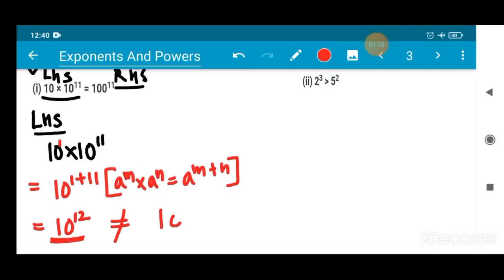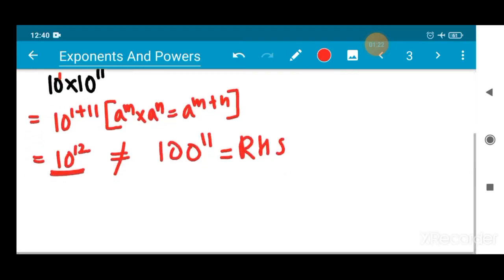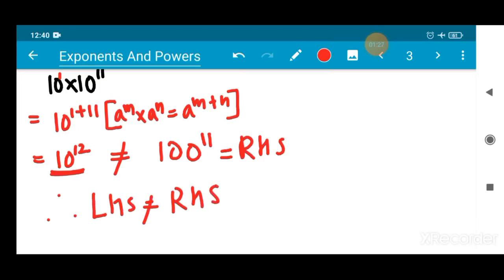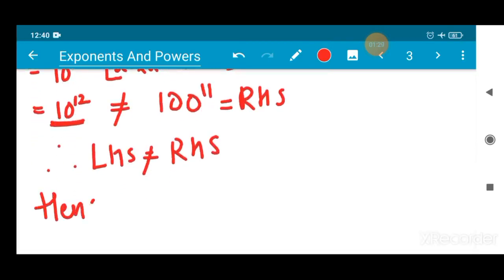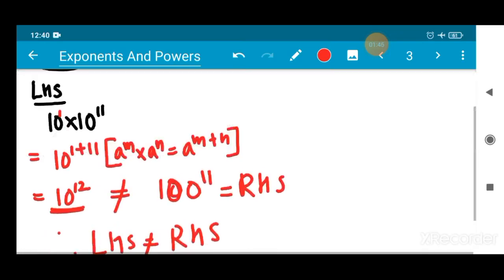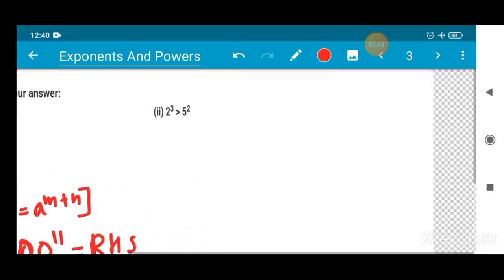And our RHS is 10 to the power 100 to the power 11, which is not equal, right? So we can write, therefore LHS is not equal to RHS, hence it is false. Why is it not true? Because LHS and RHS are not matching, simply because in LHS we got 10 to the power 12 and in RHS it is 100 to the power 11, which is far greater. Okay, let's do now number 2.